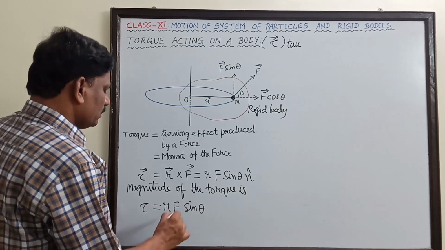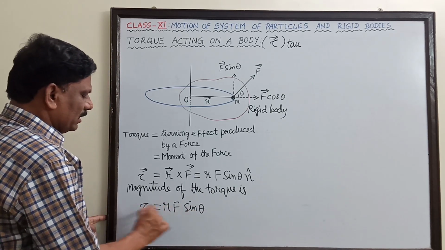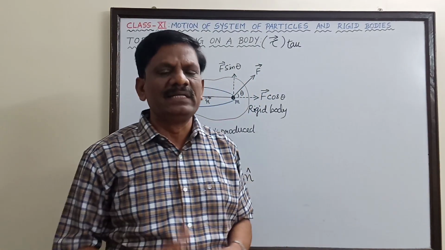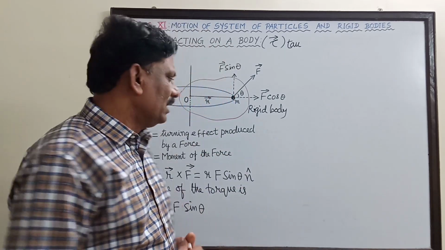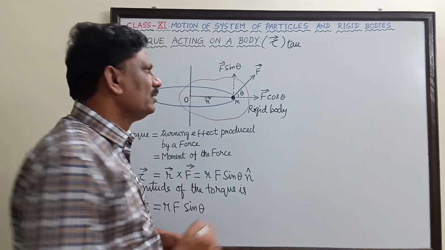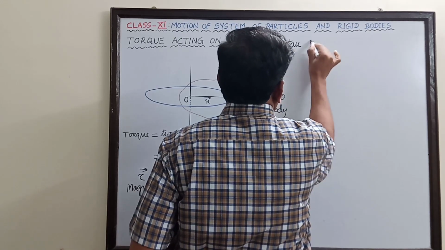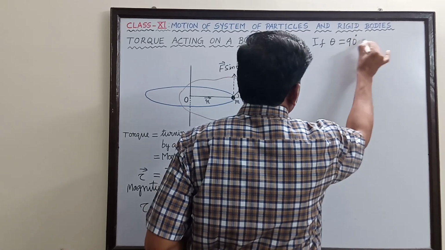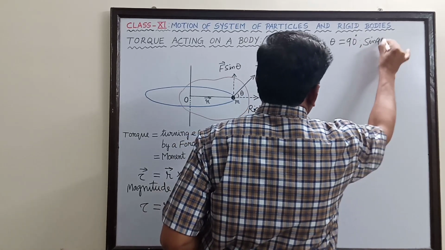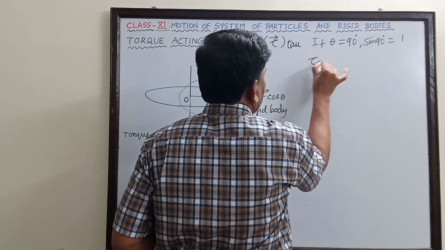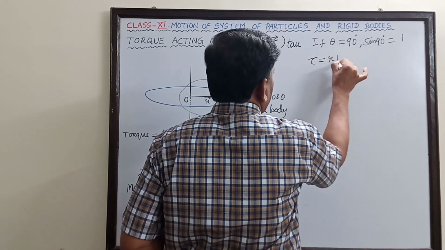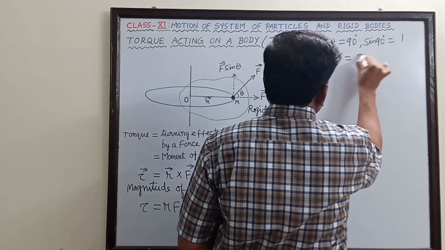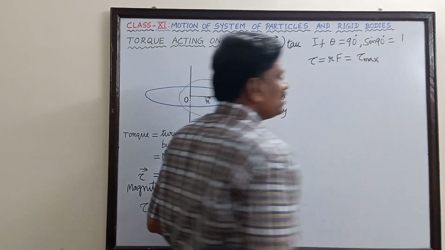Okay, so when will this torque be maximum? When theta is equal to 90 degrees. And when will the torque be minimum? You see here, for maximum torque, if theta is equal to 90 degrees, then sin 90 is equal to 1, so the torque will be equal to R into F into sin 90. So this will be called the maximum value of the torque.